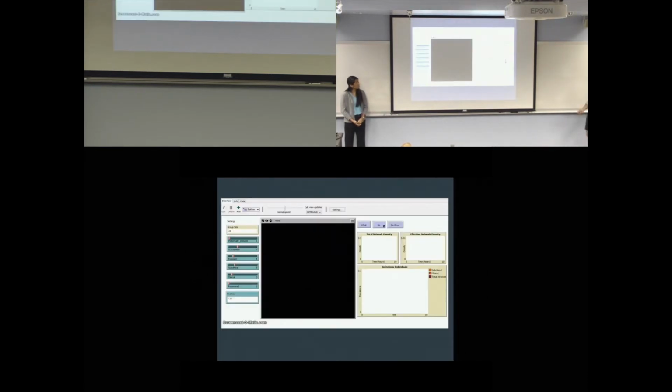So here I have a demonstration of our model. This is the interface of our model, and we're going to show a video of a couple of simulations we ran and how it all works so you get a clearer idea. Will you press play?